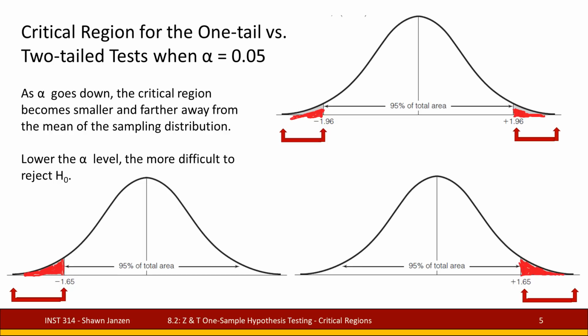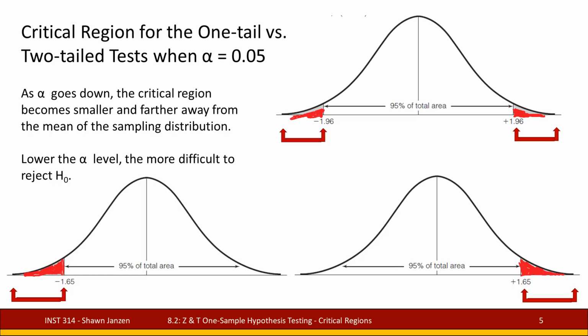So the takeaway on this particular slide here is that at any same given level of alpha, the critical regions are going to be larger in the one tail and smaller in the two tail. We've talked about this in previous videos, but I just wanted to come back to this idea.